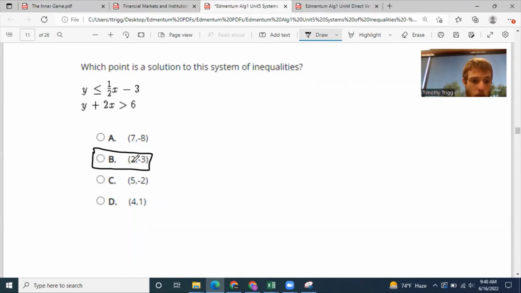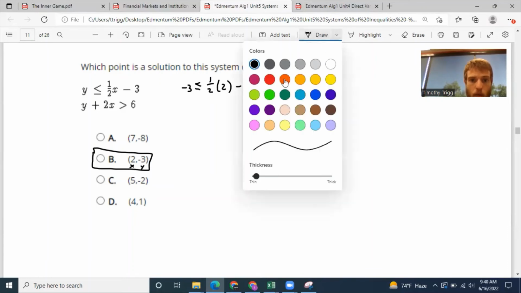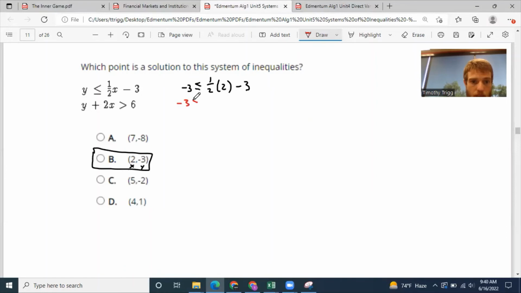So I'm going to replace the X with 2, that's the X coordinate, and replace the Y with -3 in both of these inequalities to see if it produces a true statement for both. Let's rewrite this first inequality. -3, that's what I'm replacing the Y with, is less than or equal to 1/2 times 2, and then -3. That gives us -3 is less than or equal to, what's half of 2? That's 1. 1 minus 3. So that gives us -3 is less than or equal to -2, right? 1 minus 3 is -2. Well, that's a true statement, isn't it? Because -3 is less than -2.